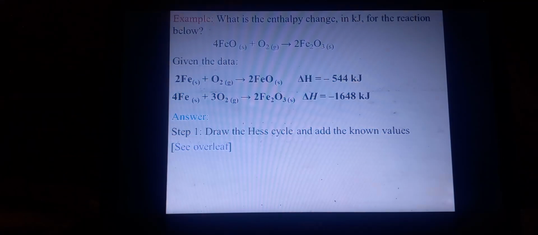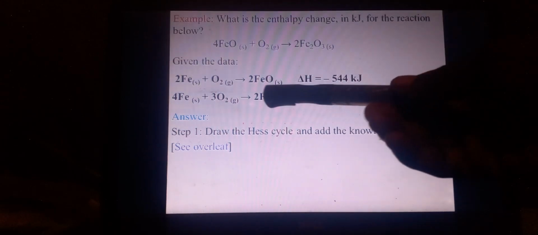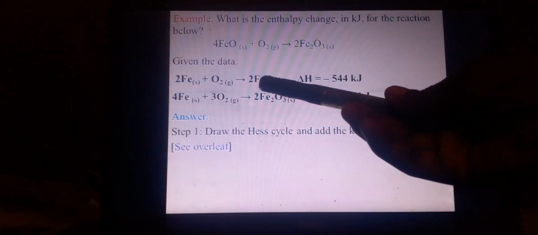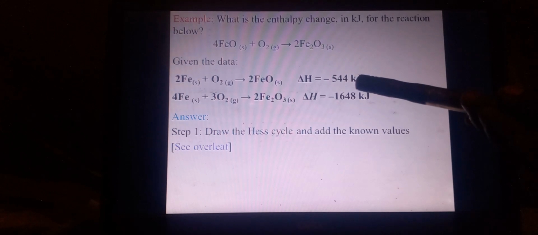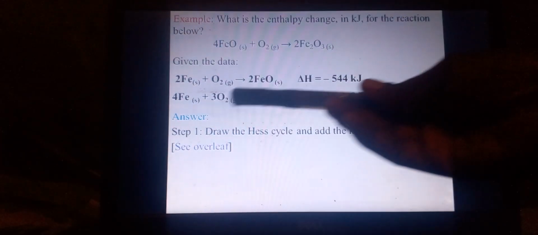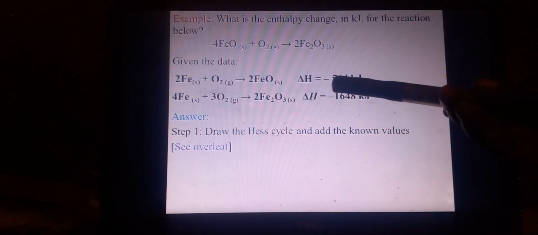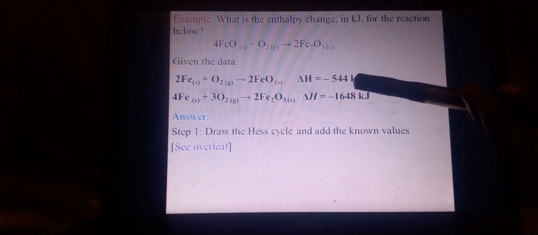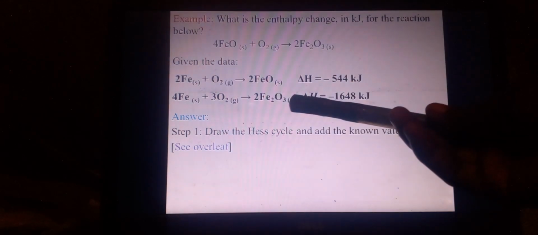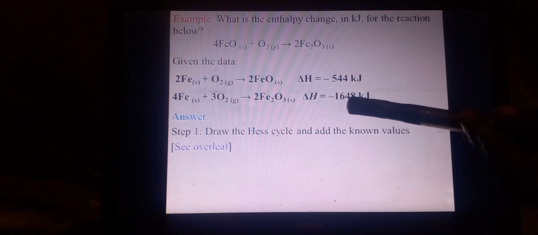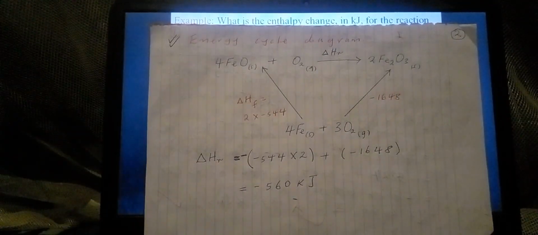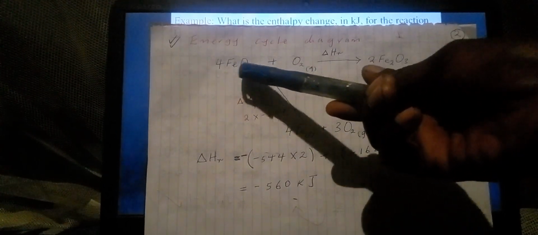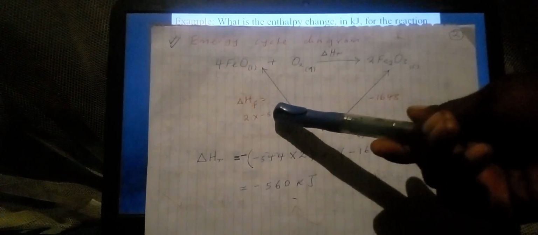So let us go back to our equations. For us to form 1 mole of iron 2 oxide from iron, we require negative 544 kilojoules per mole. So that means to form 4 moles of iron 2 oxide, we must multiply negative 544 by 2. Then to form 2 moles of iron 3 oxide, we just require negative 1648 kilojoules of heat. And that's why you can see in that particular diagram, we are multiplying here by 2 because we are forming 4 moles of iron 2 oxide instead of 2 moles. So we have to double this amount of energy.